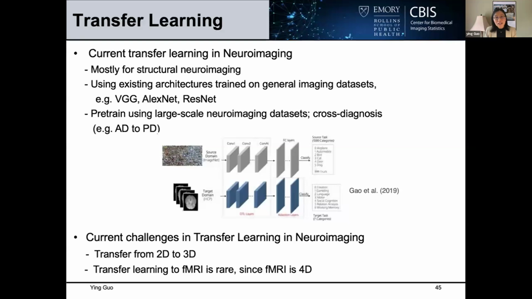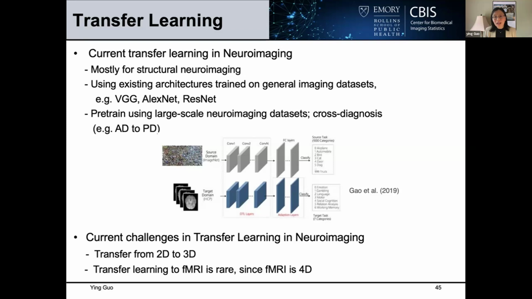Transfer learning has been successfully used in neuroimaging to try to address the limited training sample issue. Based on what we have seen, most of the transfer learning currently done is for structural neuroimaging because they have a single image per subject, which is easier to handle. And the pre-trained models are derived from different sources. Some papers use pre-trained models derived from non-imaging datasets like ImageNet, and they also turned out to have some benefits and improve the performance to a certain extent.